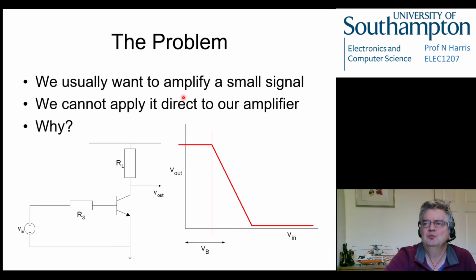We want to amplify a small signal. We've already seen that we need to be in this region here to get voltage amplification, to get this mapping from the input to the output, and the more linear this is, the better the linearity of the output will be. But if we just apply a small signal straight into this system here, we're operating in this region, which means that we don't get anything out.